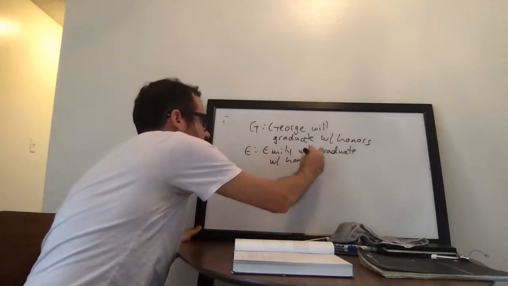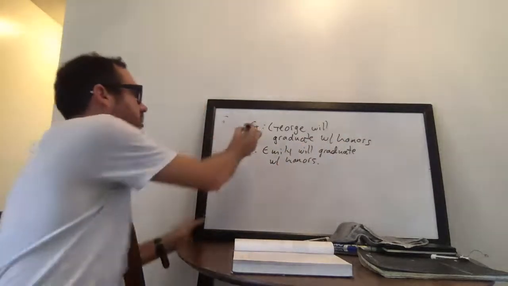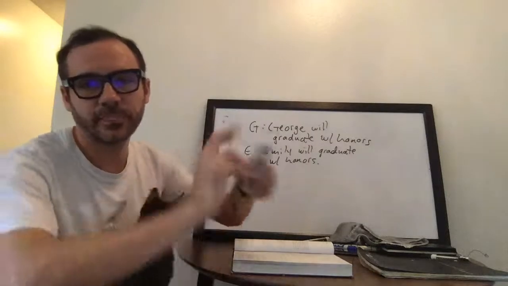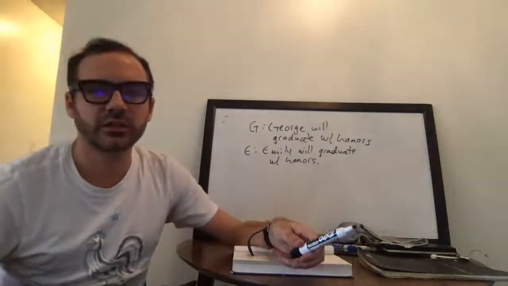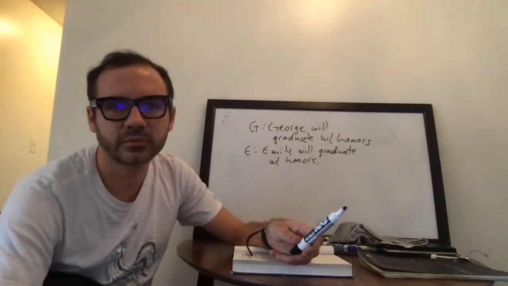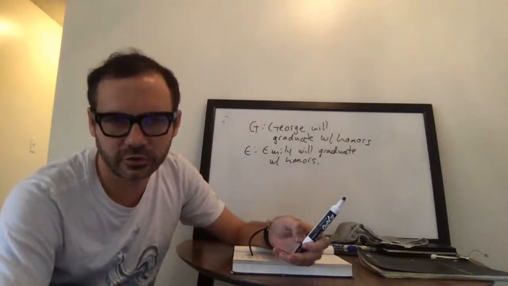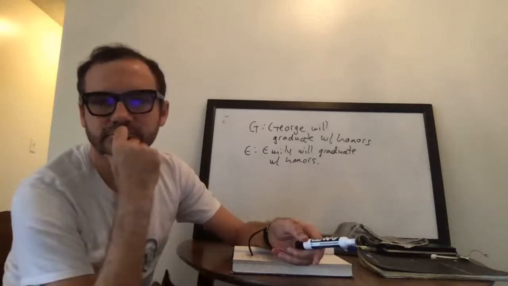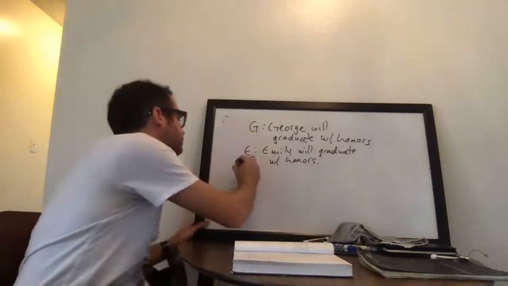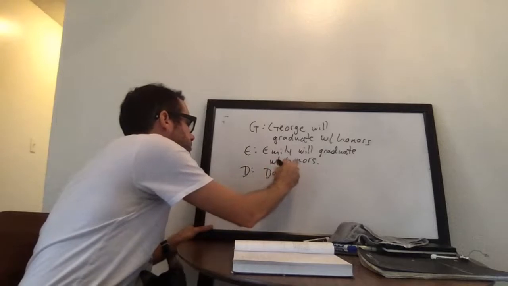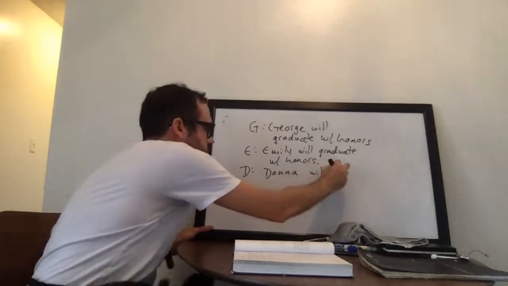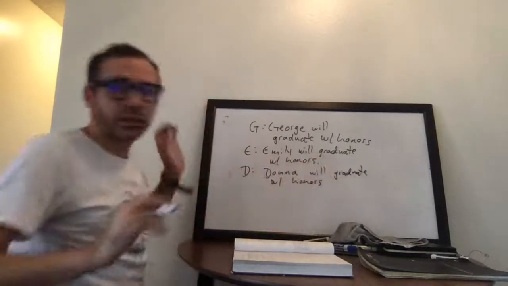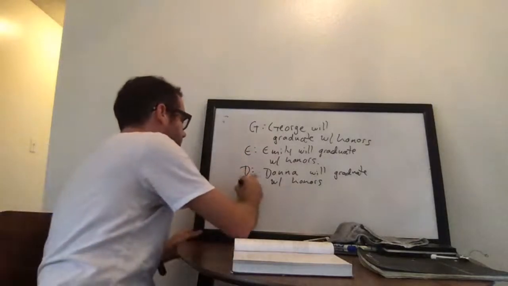And so when creating a symbolization key, this is the way that you do it. You designate the letter, it's capitalized. You have a colon, and then to the right of the colon, you write the whole sentence that the letter stands for. Okay, so we have G for George will graduate with honors. E for Emily will. What else? Is there another, there's a couple of other names. So let's get those guys in there. Who else? D, Donna will graduate with honors. And F, Fred will graduate with honors.